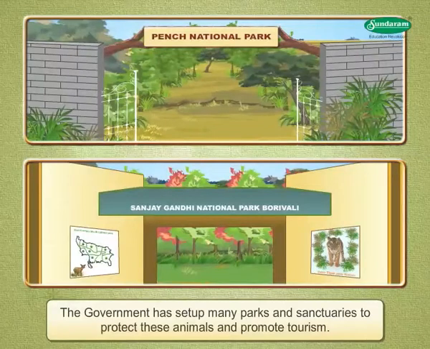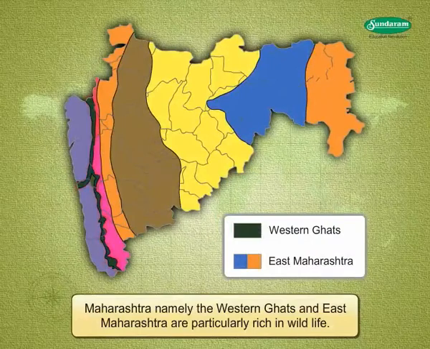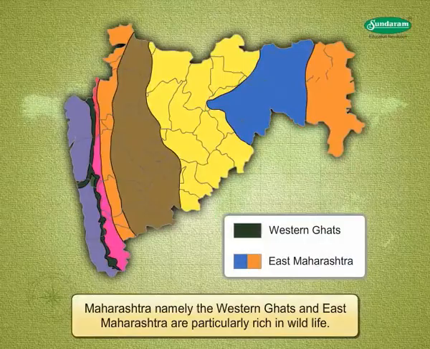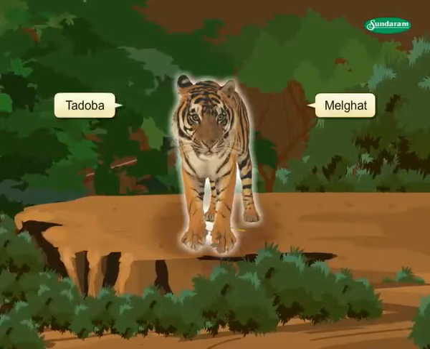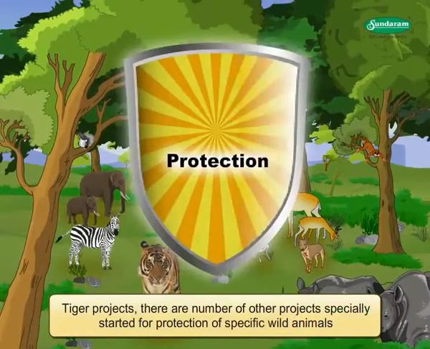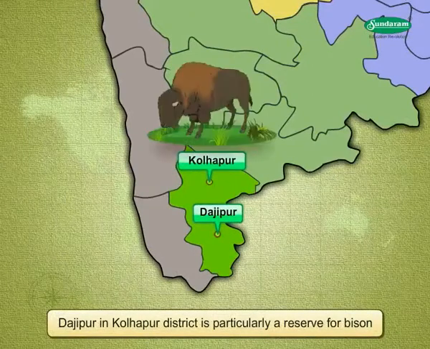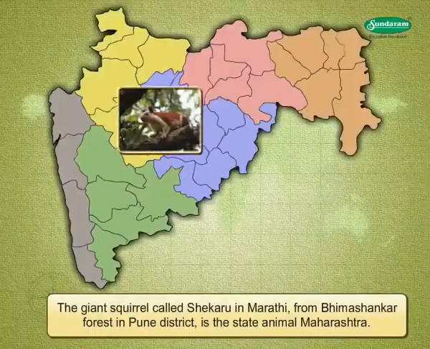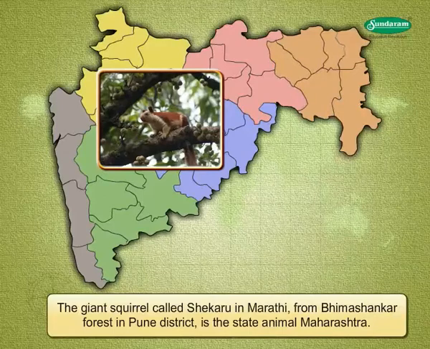The government has set up many parks and sanctuaries to protect these animals and promote tourism. Two major forest areas of Maharashtra, namely the Western Ghats and East Maharashtra, are particularly rich in wildlife. There are 4 tiger projects in the state: Melghat, Tadoba, Pench, and Sahyadri. Besides these tiger projects, there are a number of other projects specially started for protection of specific wild animals. For example, Dajipur in Kolhapur district is particularly a reserve for bison. The giant squirrel called Shekharu in Marathi from Bhima Shankar forest in Pune district is the state animal of Maharashtra.